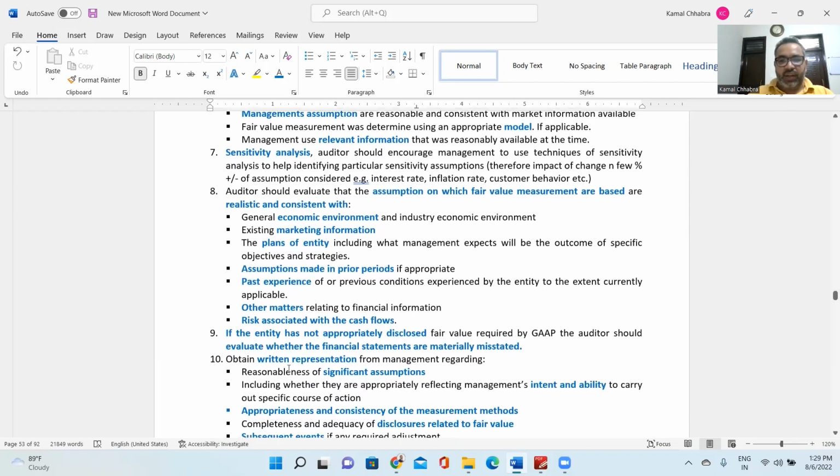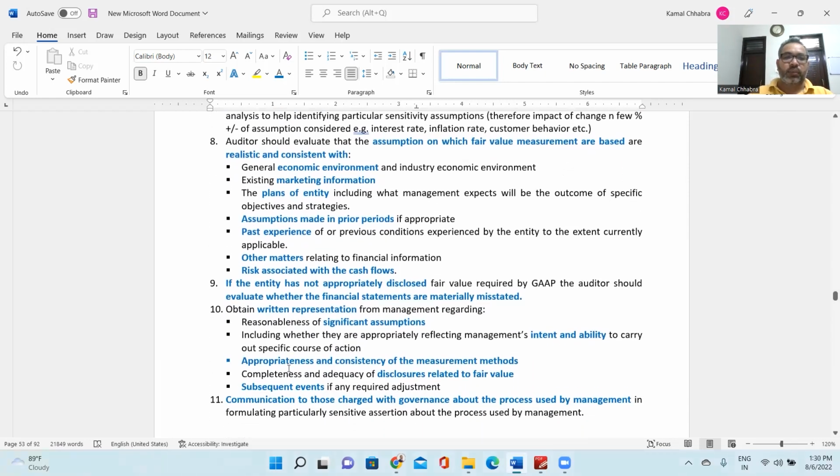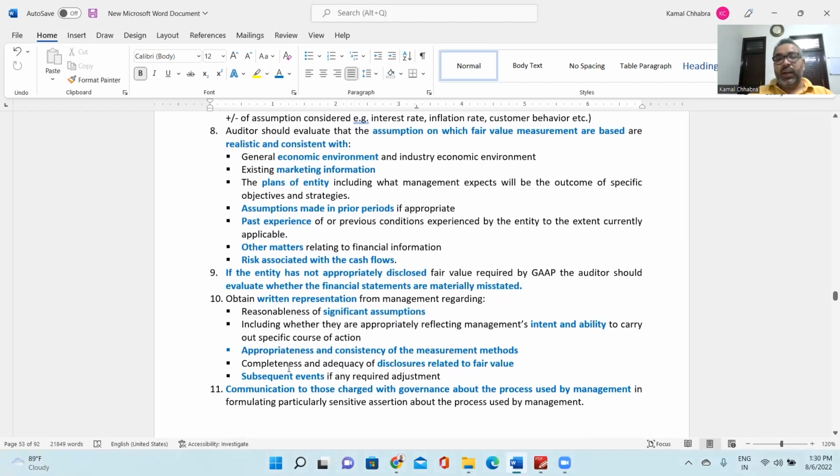Then sensitivity analysis, which we have discussed in detail also. Auditors should evaluate that the assumptions on fair value measurement are realistic and consistent with the general economic condition, market information, plan of the entity, assumptions made in the prior year, past experience of the auditor, other matters, and risk associated with the cash flow.